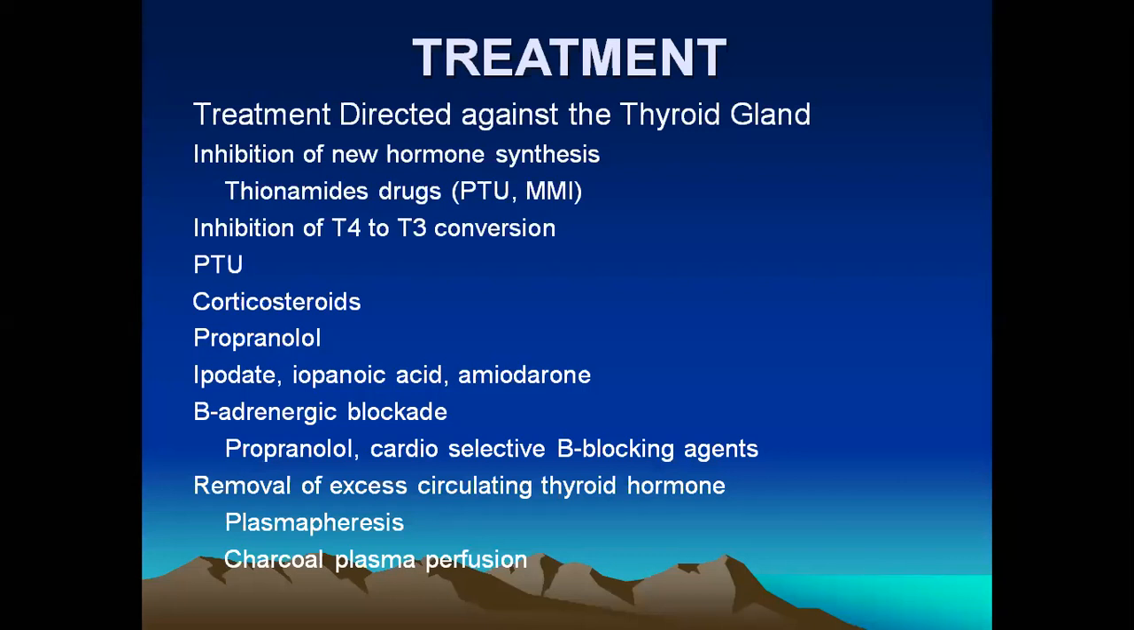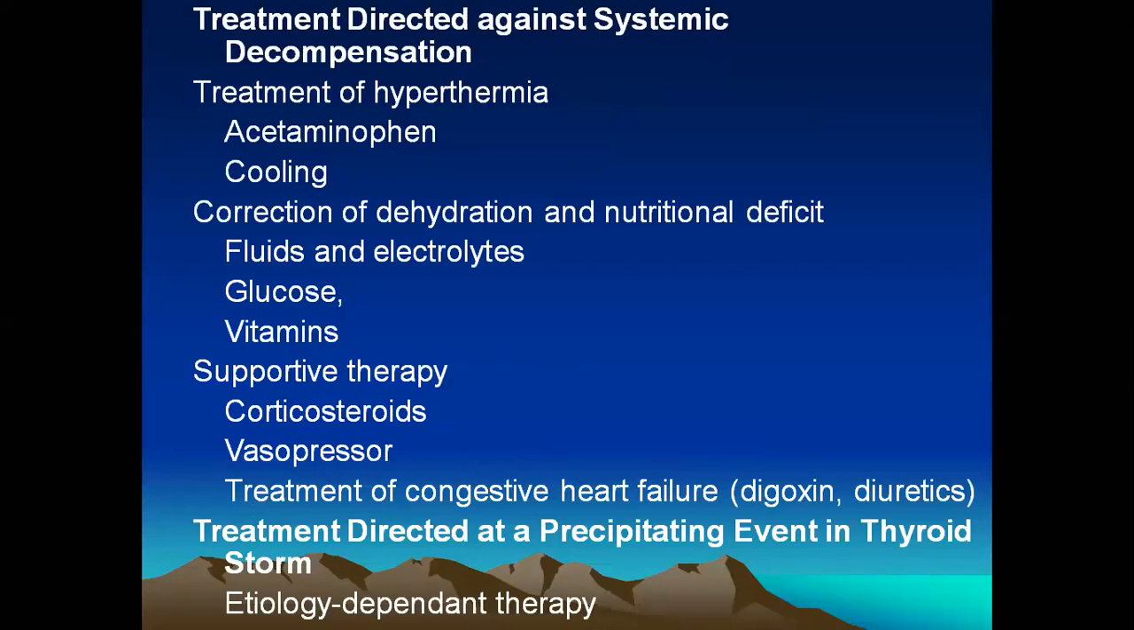Then iodinated contrast agents, amiodarone, beta blocker propranolol, cardioselective, then removal of the excess circulating hormone by plasmapheresis. If you have facilities, you can remove the hormone by plasmapheresis, and then charcoal plasma perfusion. In spite of doing this, the mortality rate is very high. So usually the patient dies because of this. So the best thing is to diagnose early, and we should not go to this stage of the thyrotoxic process.